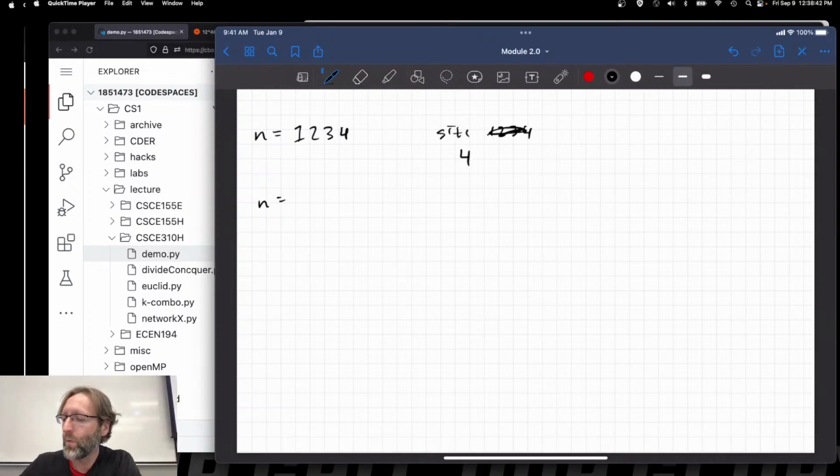n is 1,783,243. How many symbols did it take me to write that down? 7. So the input size is growing with the magnitude of the number, but the input size is not the number itself. That's the input. This is the input size.